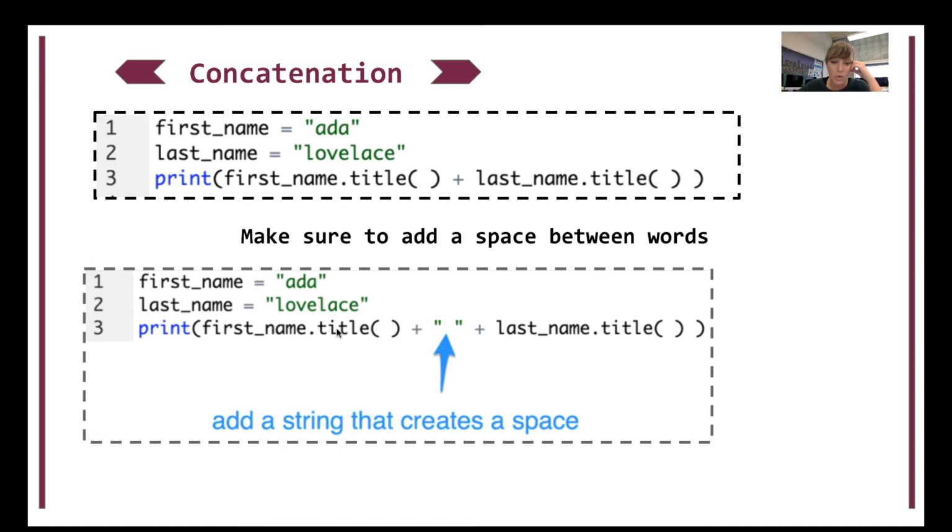But this right here, Ada Lovelace would be smushed together. There's no actual space because there's no space inside these parentheses. There's no space here. And the concatenation symbol does not create a space for you. So what you need to do is create a space here with a string. So you have the double quotes here, and you put that space right there. And so what that does is it will just say Ada space Lovelace with a capital A and a capital L.